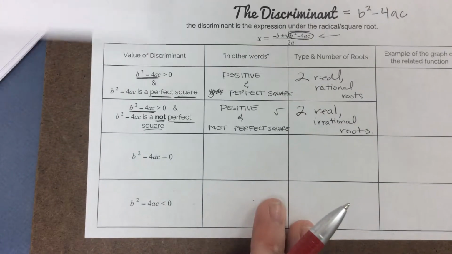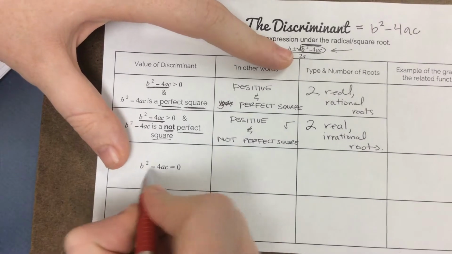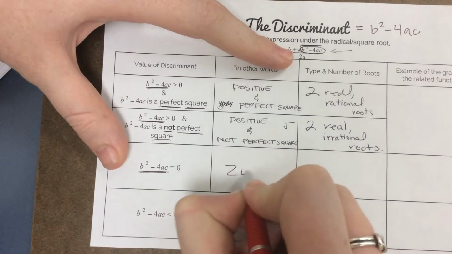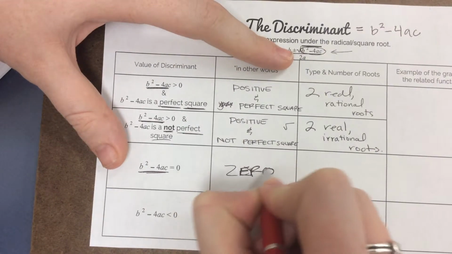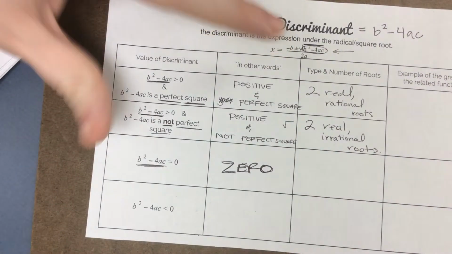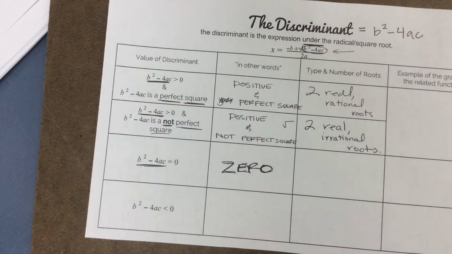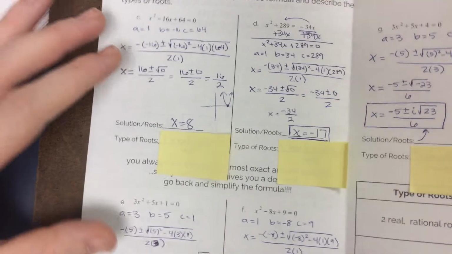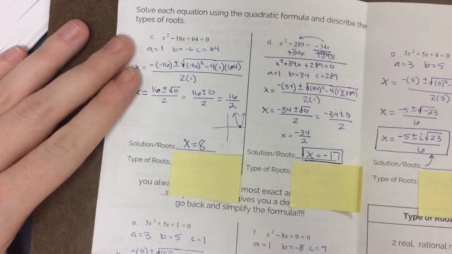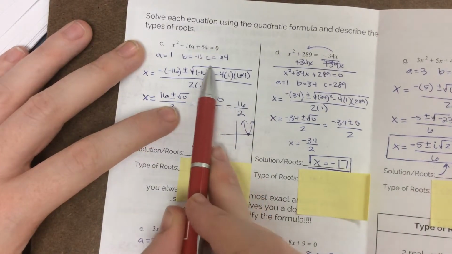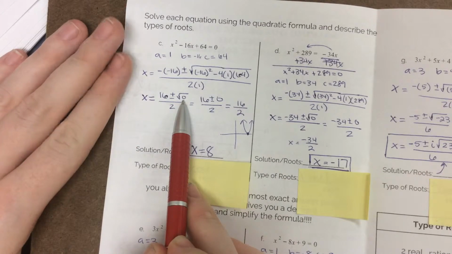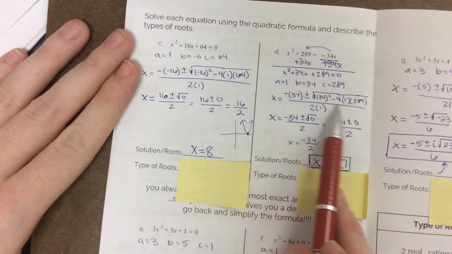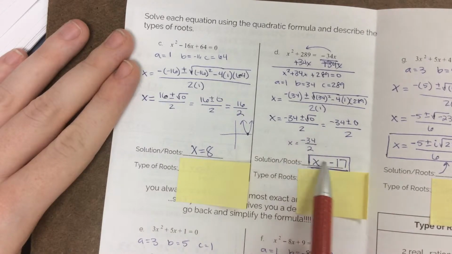Okay. The next thing we're going to look at is what if the discriminant equals 0? If the discriminant equals 0, that's what examples C and D were from the previous lesson. When our discriminant, what's under the square root, gave us 0, how many solutions did we have? We just had one. When the discriminant was 0, we just had one solution.